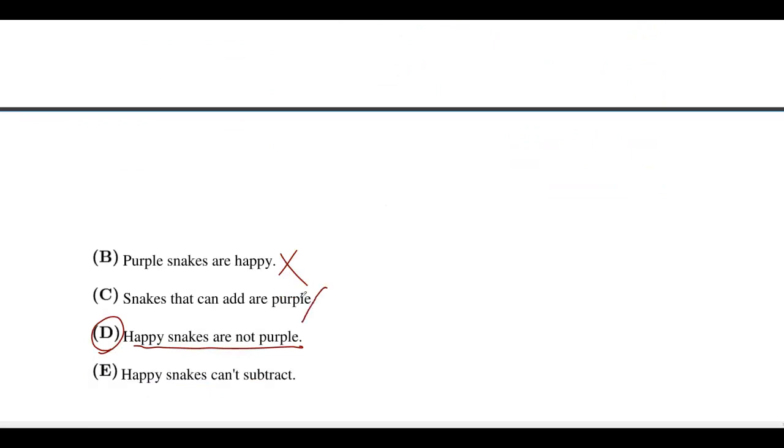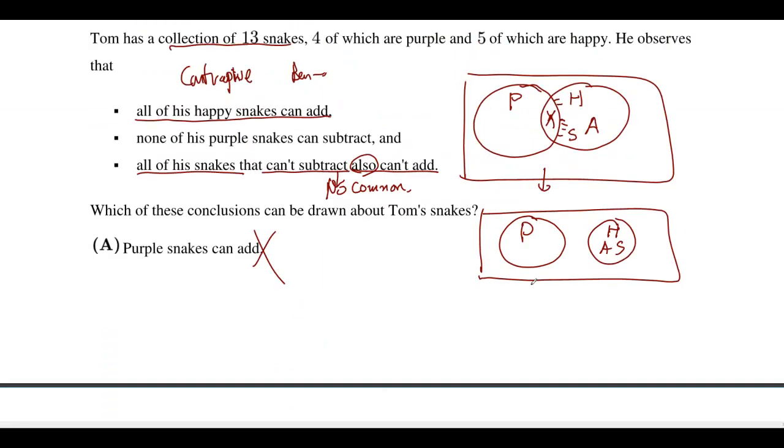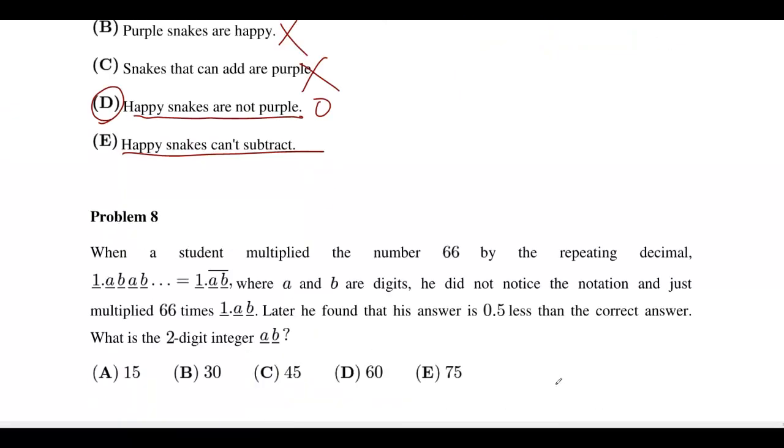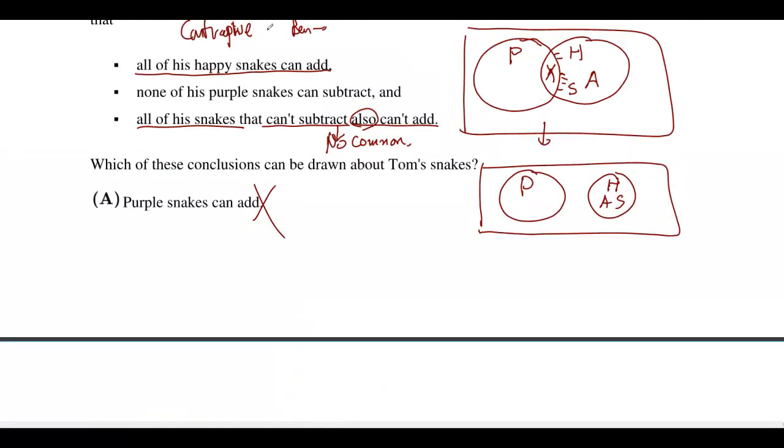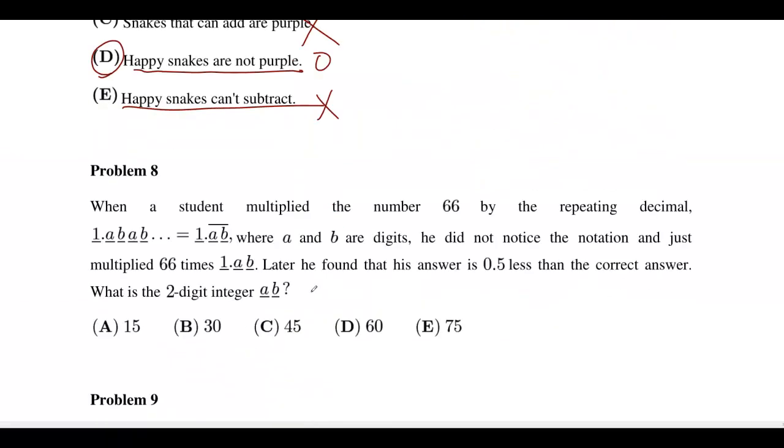Happy only, okay? This is wrong. This is okay. Happiness can subtract, cannot subtract. No, happy can subtract. Okay, this is wrong too. Okay, you can find the answer this way. But a little question is a little bit weird, okay? All right, number 8.